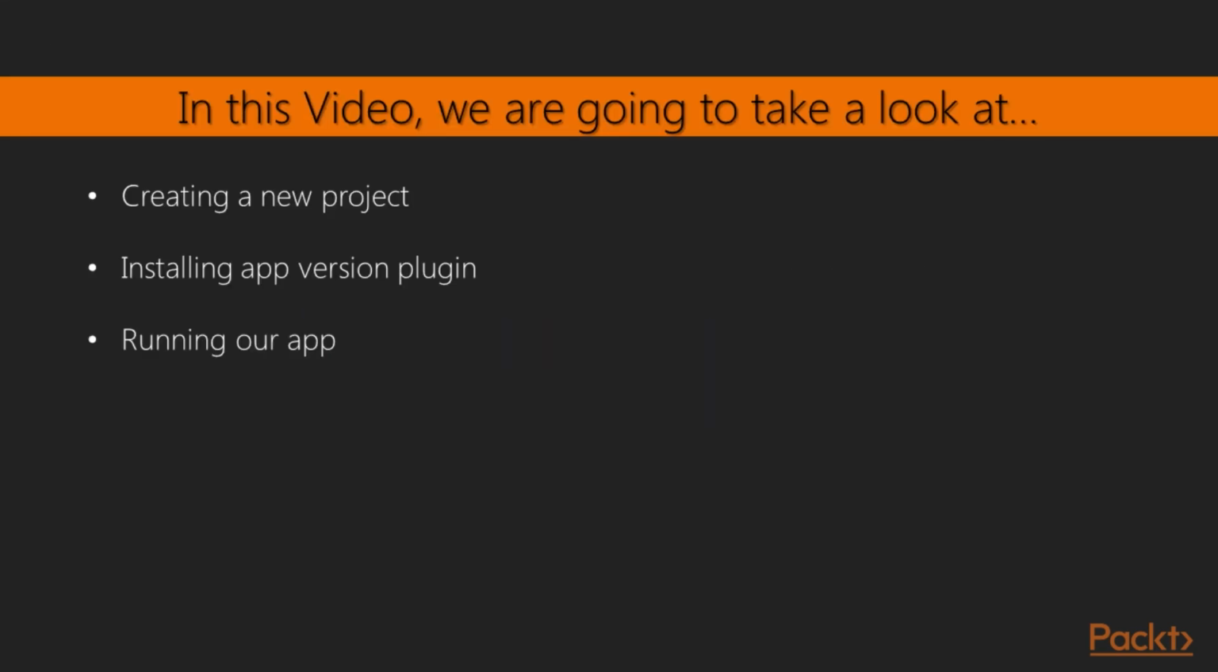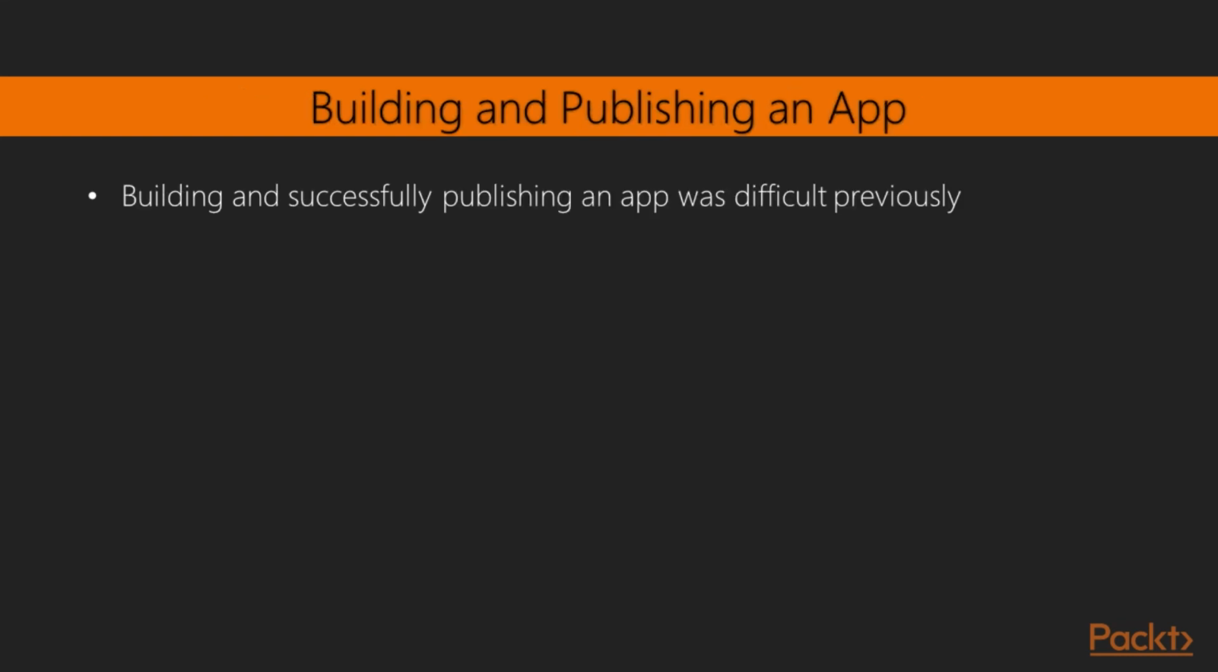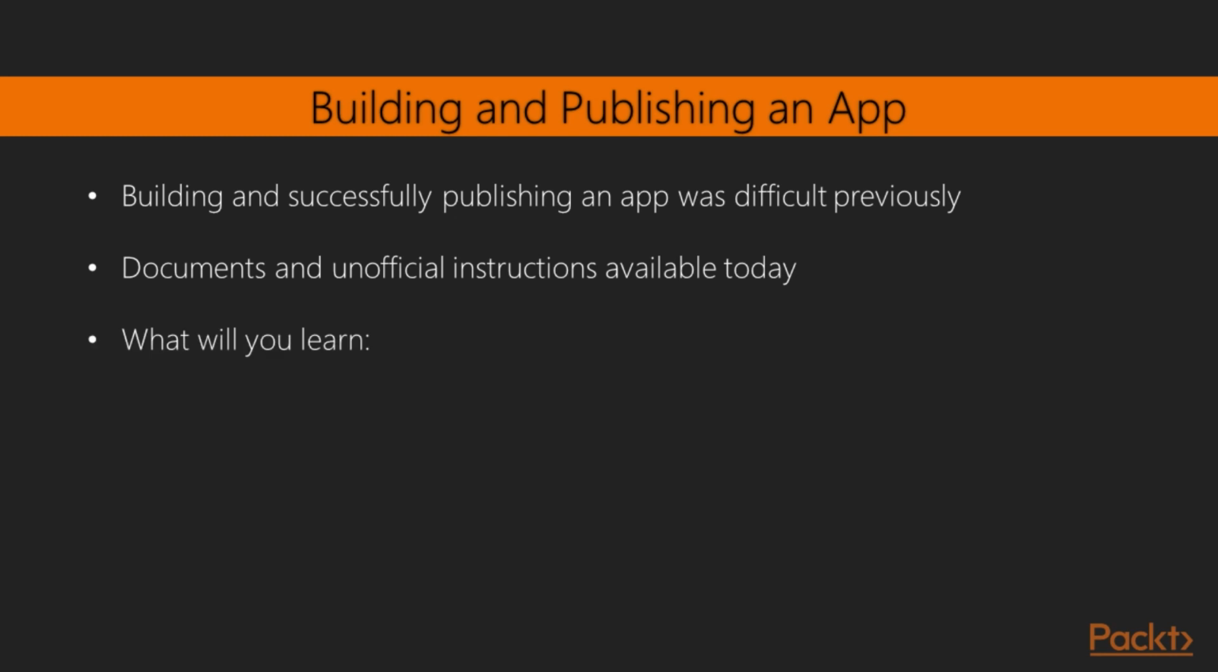In this video we're going to create a new project, install the app version plugin and then run our app and understand it. In the past it was very cumbersome to build and successfully publish an app. However, there is much documentation and many unofficial instructions on the internet today that can pretty much address any problem you may run into. In addition, Ionic also comes with its own CLI to assist in this process.